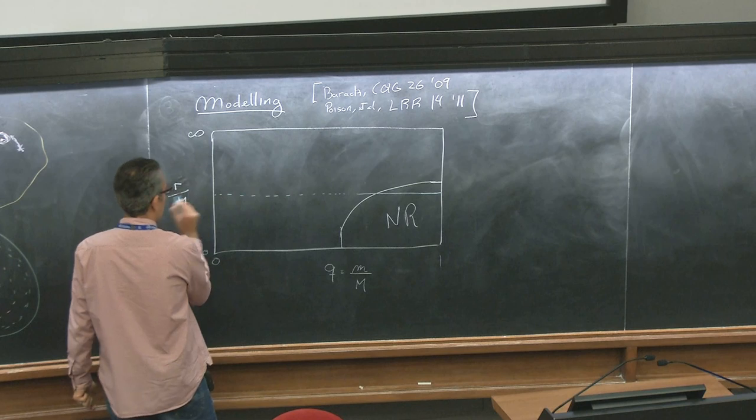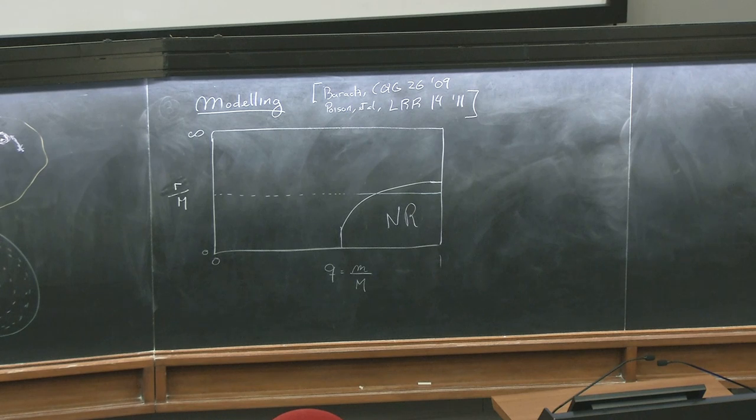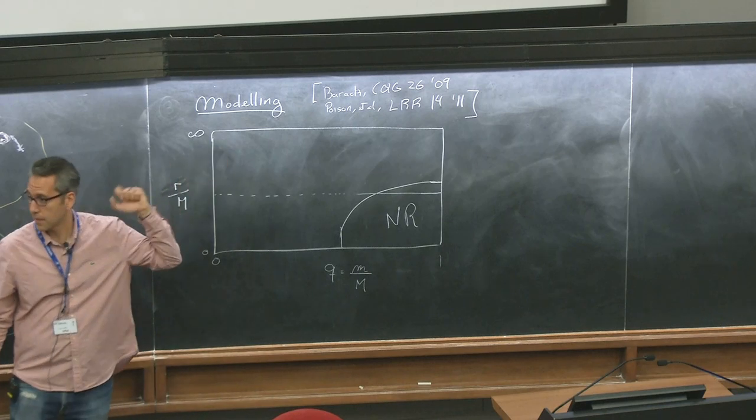So you would think that I can extend this all the way to tiny mass ratios. Okay, that the post-Newtonian approximation, the expansion in velocity, will work even when you have a tiny, tiny object going around a supermassive black hole, as long as the separation is large. Okay?